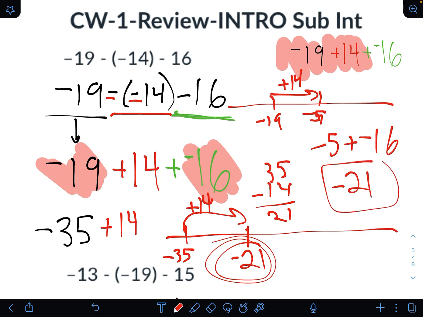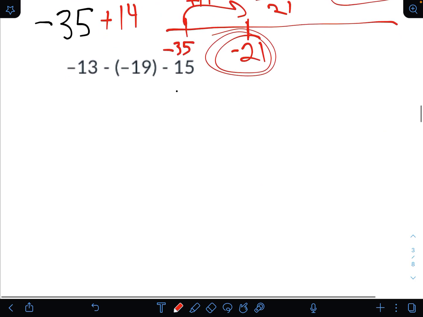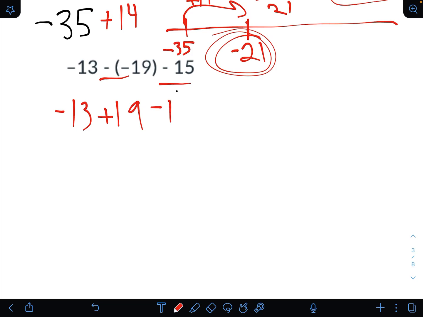Okay, now let's look at another one. Now we have negative 13. These two negatives make a positive 19. Then we have minus 15, or we could say plus negative 15. It's the same thing. So once again, we have two ways. We can add the negative 13 and negative 15 and get negative 28 plus 19.